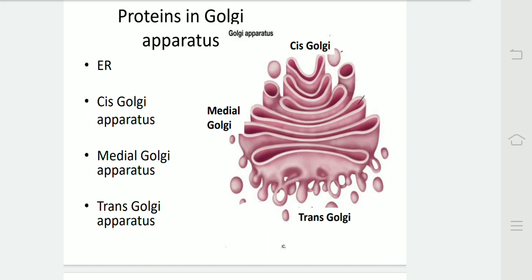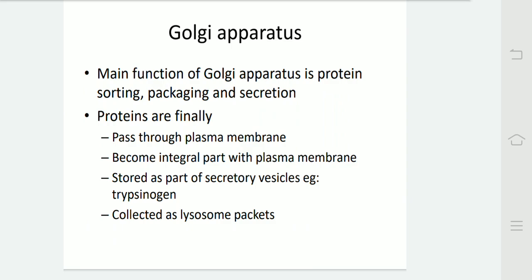Trans Golgi is particularly abundant with vesicles containing glycoprotein. Newly synthesized proteins are sorted out first according to the sorting signals available in proteins. Then they are packaged into transport vesicles having different types of coat proteins. Finally, they are transported to various destinations, which is an energy dependent process. The main function of Golgi apparatus is protein sorting, packaging and secretion.